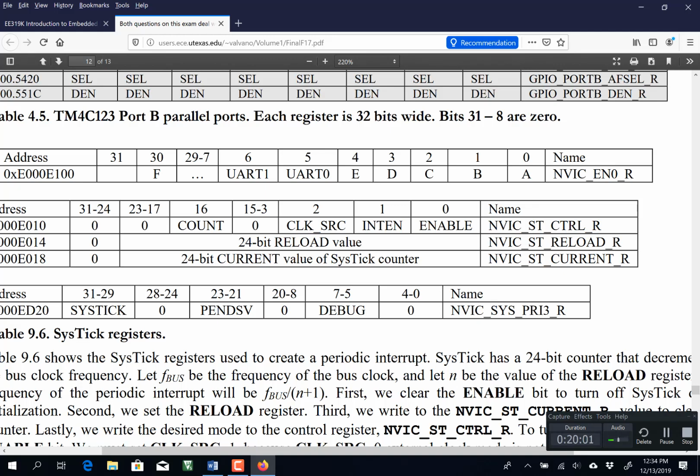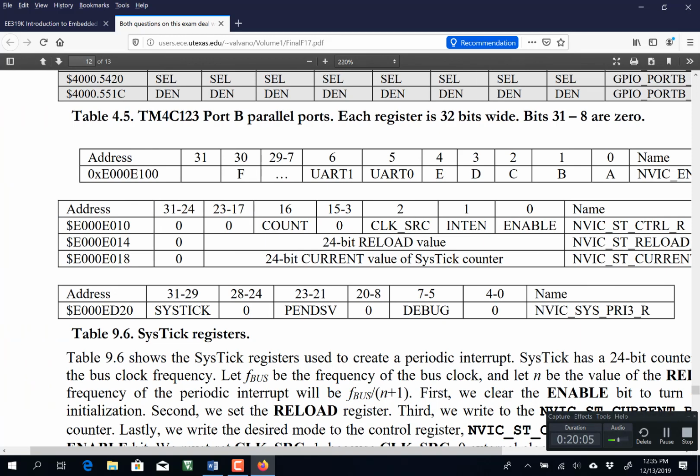And so if I wanted to, what the crap is E000ED20? Is that memory? No, that's not memory. What is E00? This guy right there. What is E000ED20? It's memory-mapped I/O, which is the priority register for SysTick, plus PendSV and debug. Okay, you with me?